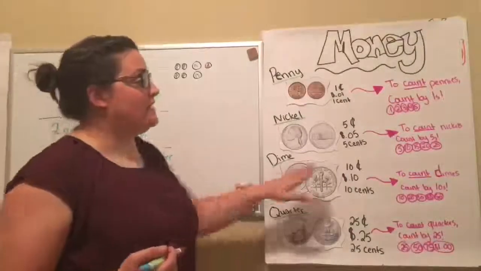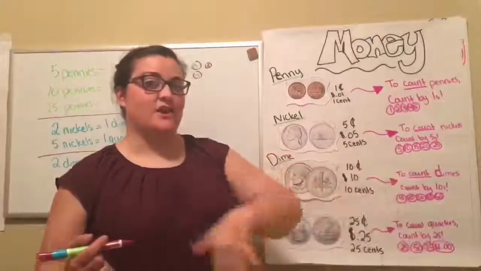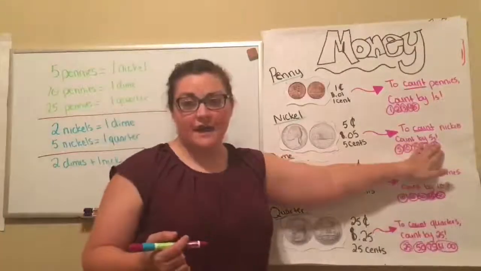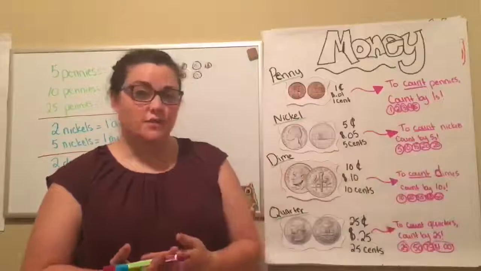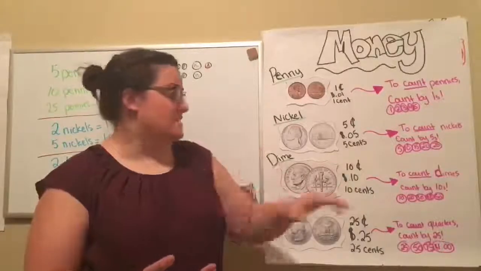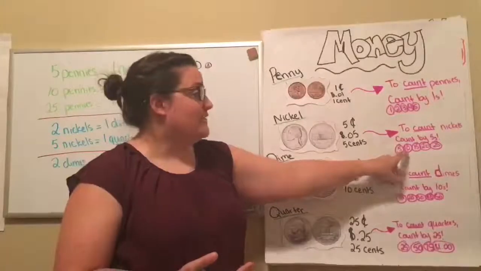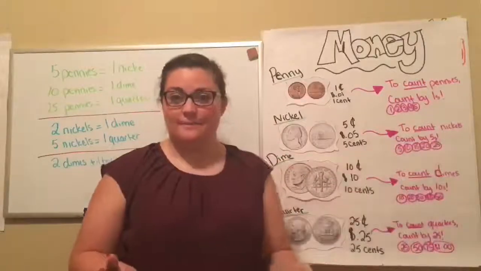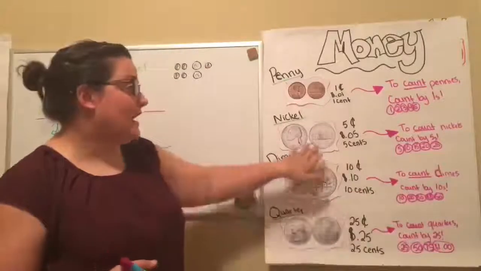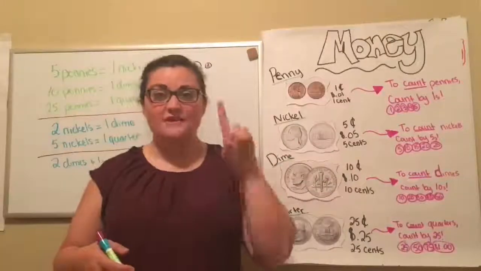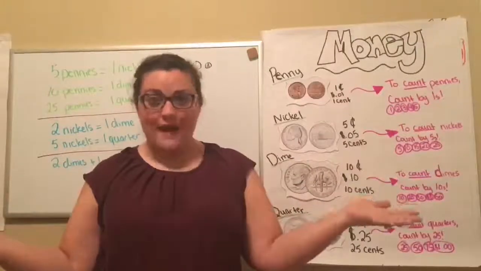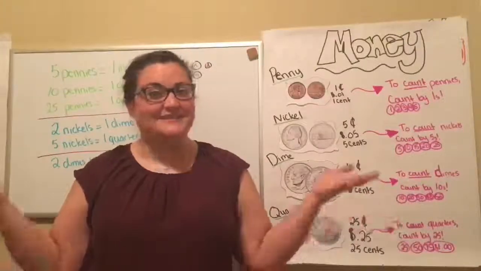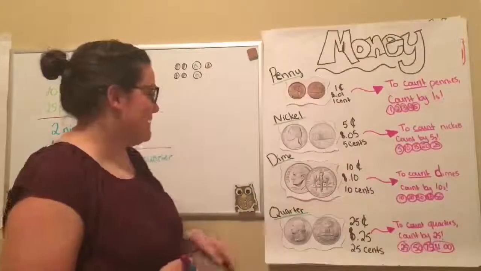Now, to count nickels, because they are 5 cents, you would count by 5s. So if you had 5 nickels, you would count 5, 10, 15, 20, 25. And so 5 nickels equals 1 quarter. Wow! And that's such a fast way of counting to 25 cents.